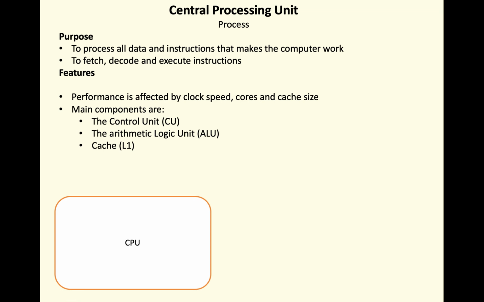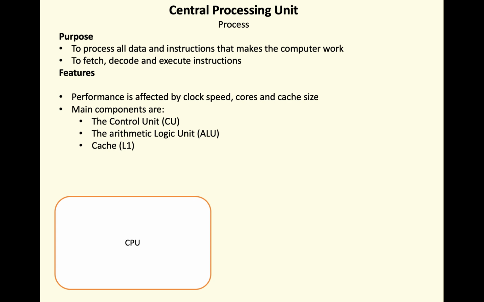So anytime you switch on your computer and it does something, it's the central processing unit that allows that to happen because it has to process. It has to do all the work inside the computer. And it does that by fetching, decoding, and executing instructions that are stored in main memory. We're going to look at the Fetch-Decode-Execute cycle in a bit more detail in a bit.